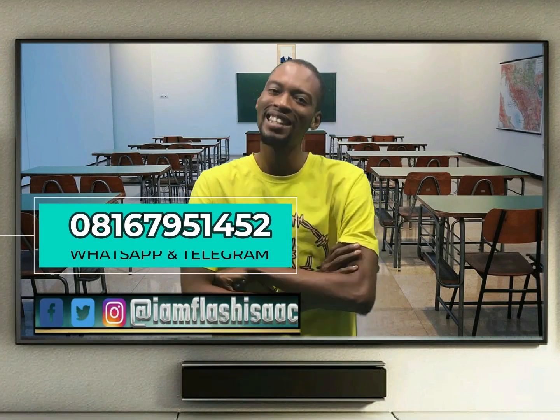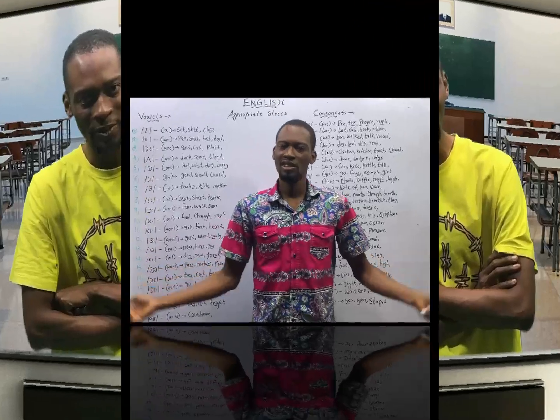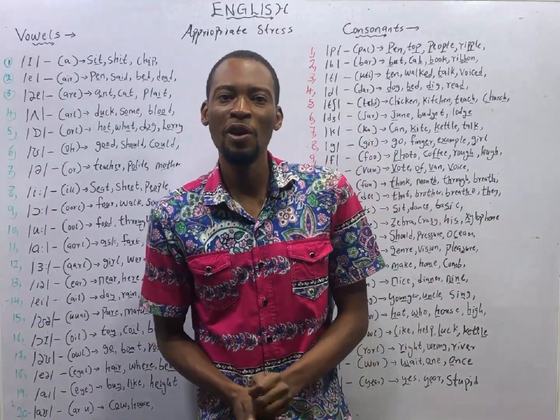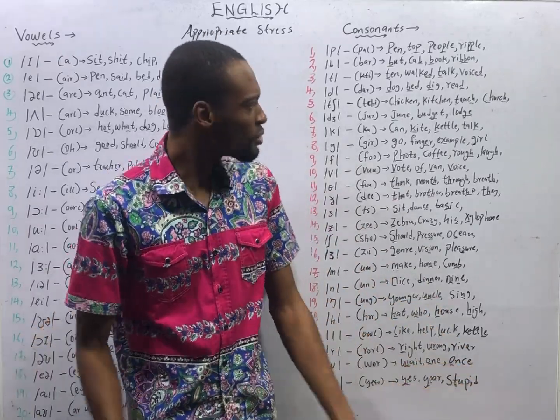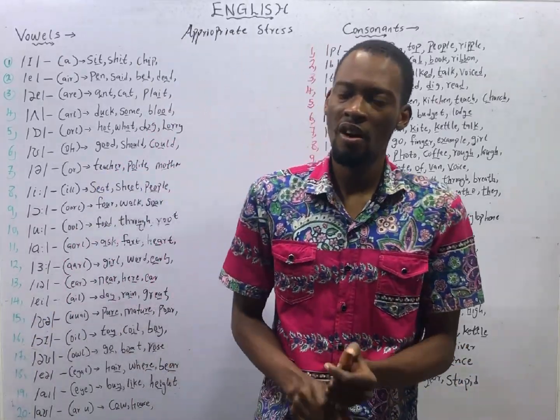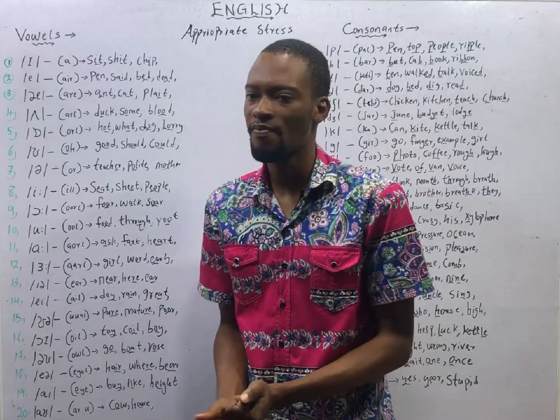Ladies and gentlemen, it is time to take off. This is episode number 40 of the 120 Days to Jamb Use of English with Flash Isaac. In this episode, we shall be answering questions on the stress pattern.